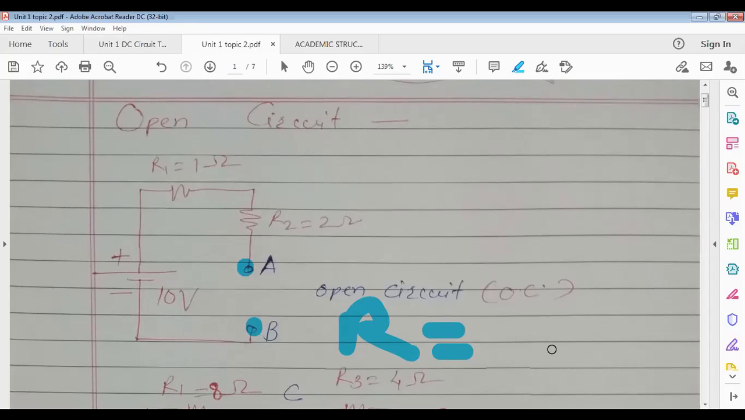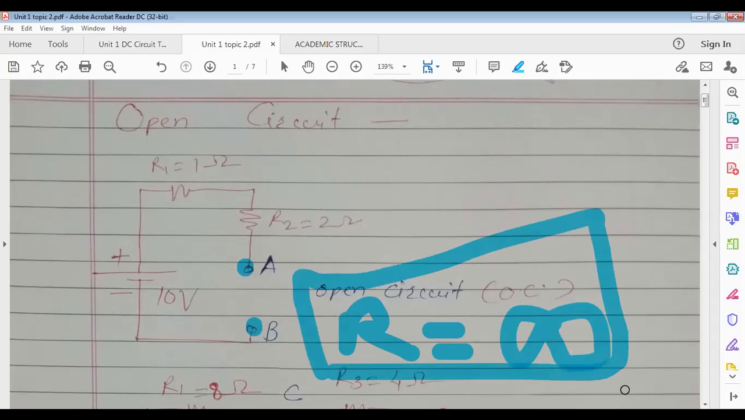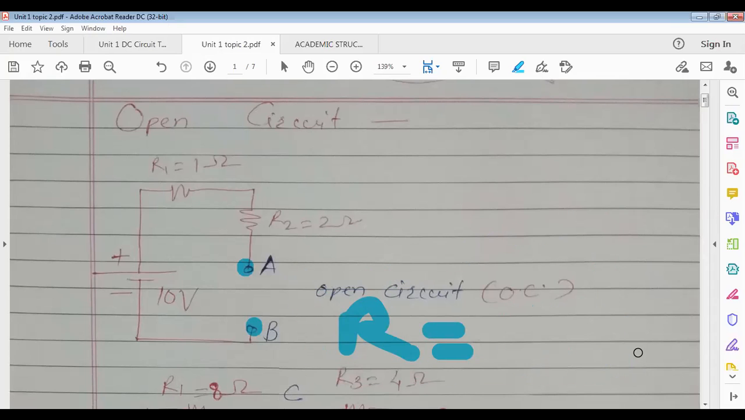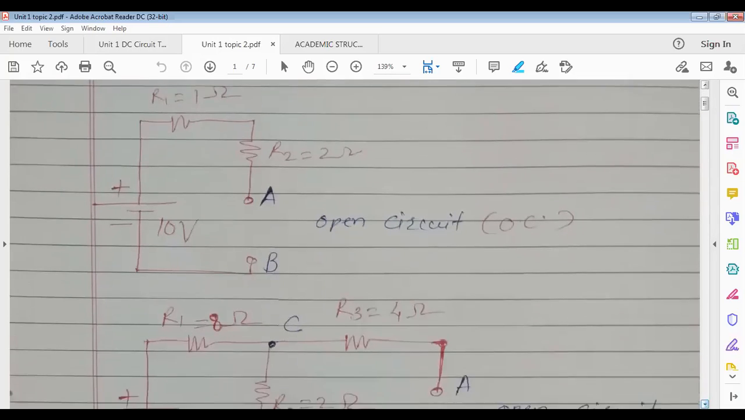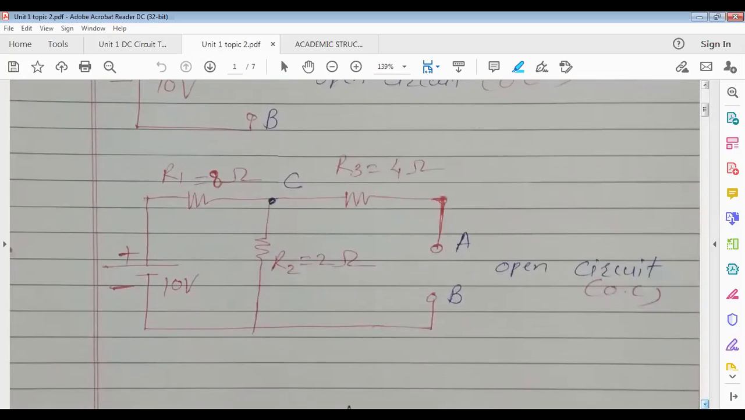Current can't complete its path through air, which means obviously the opposition offered by air to the flow of current is infinity. So whenever it's an open circuit, as current doesn't flow through open terminals, it is obvious that resistance is infinity. Very high resistance is there. Clear, everyone? Yes, ma'am.